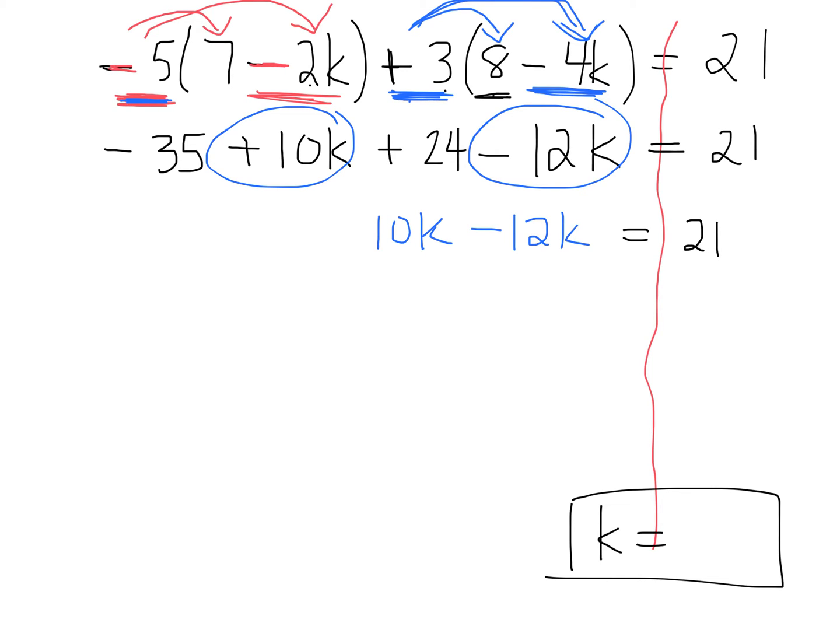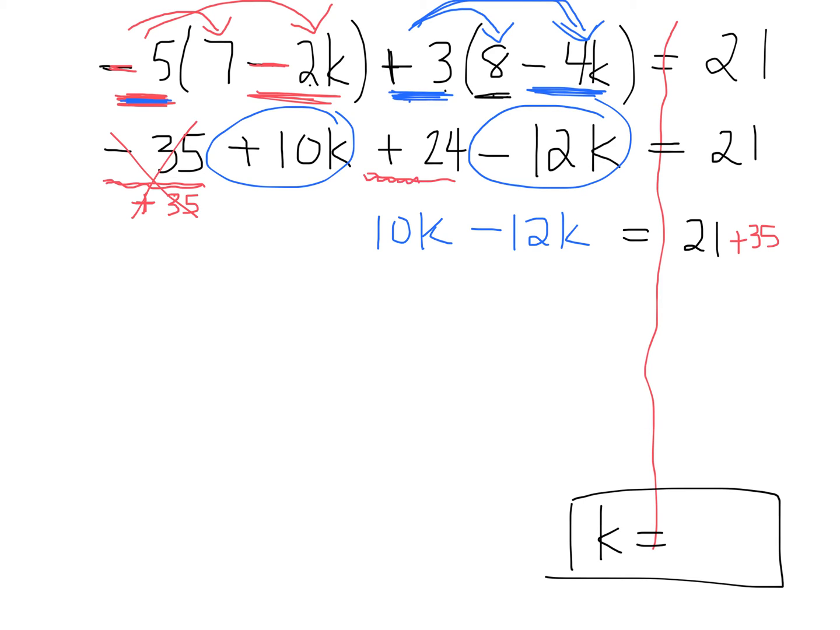But I had this negative 35 on the left side, and I had a positive 24 on the left side. How would I get rid of negative 35? What's the opposite of subtract 35? Opposite of subtraction is addition. So if I add 35 to this, what's negative 35 plus 35? 0. I'm getting rid of it. But because I added 35 to the left side, what do I have to do to the right side? I have to add 35, right? Does that make sense so far?